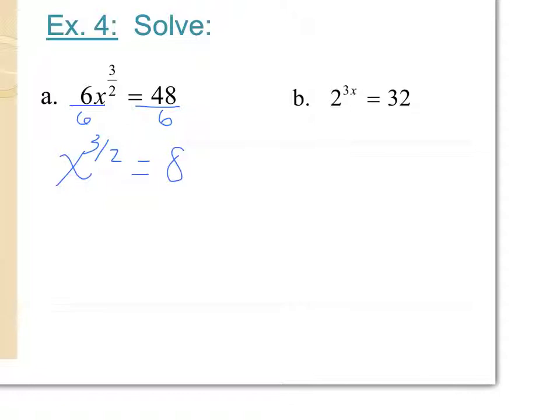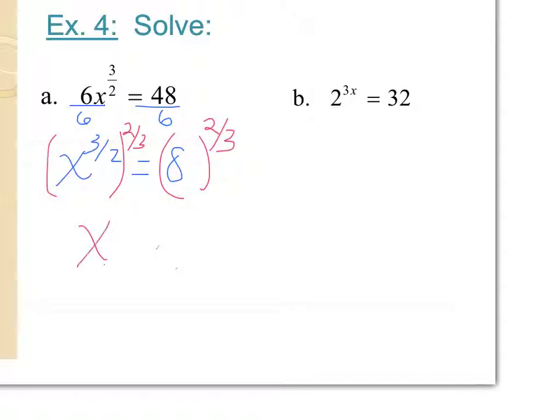What you have to remember is, 3/2 times what will give you 1? Well, if you think about it, you just need the reciprocal of 3/2, which is 2/3. So that's what we're going to do. We're going to raise each side to the 2/3 power. So I'm going to raise that to the 2/3 and that to the 2/3.